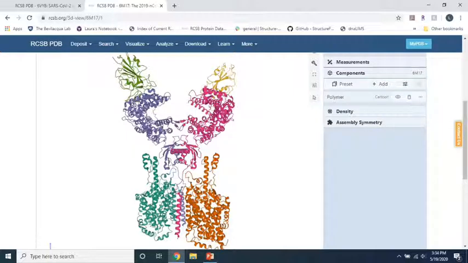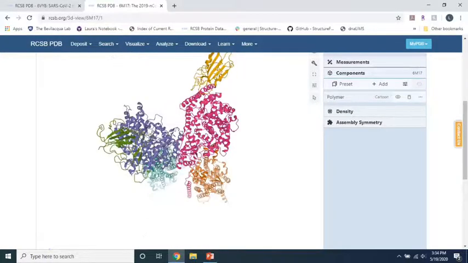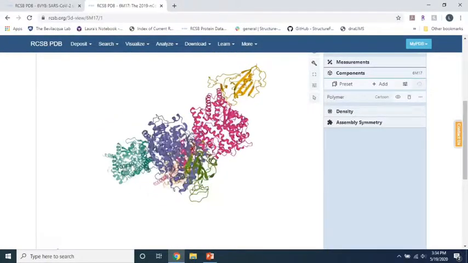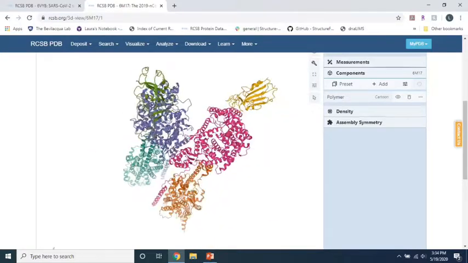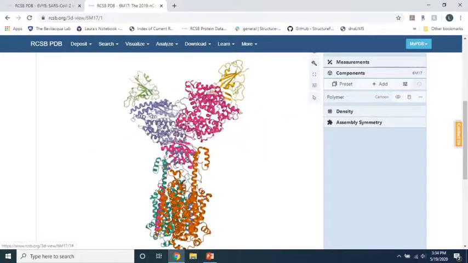Here I'm moving this around in 3 dimensions. Again, I'm not sure if it's showing up. There, it's kind of moving now. So there you can see it in 3 dimensions.